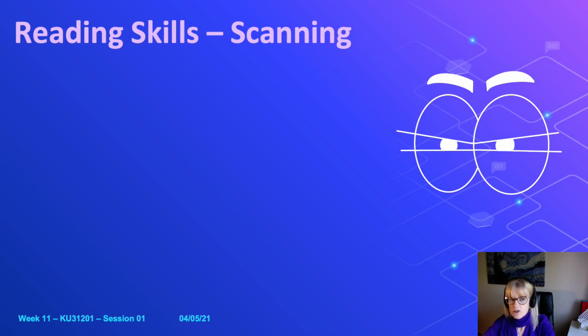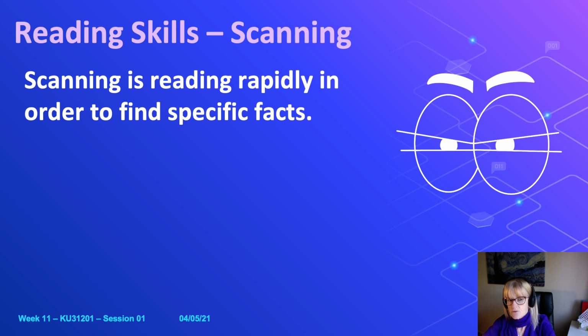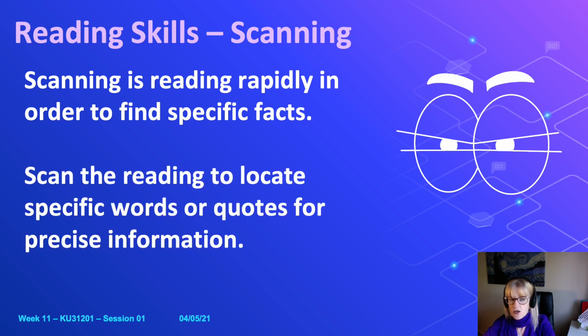The second skill we're going to look at is called scanning. Scanning is reading rapidly to find specific facts. It's different to skimming, because when we skim, we're just looking overall to try and find out what the reading is about. When we're scanning, we're looking for a particular word or a quote or precise information to give us more information. So scanning, you're looking for something special. Skimming, you're just looking at the reading overall.